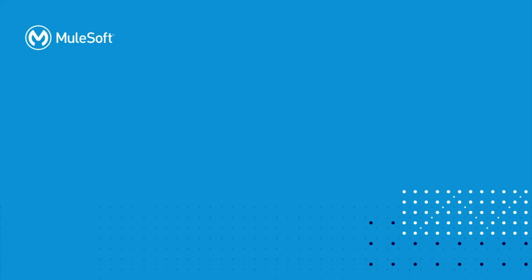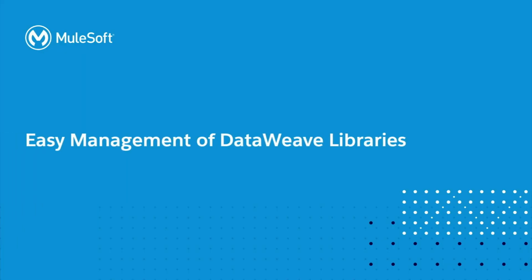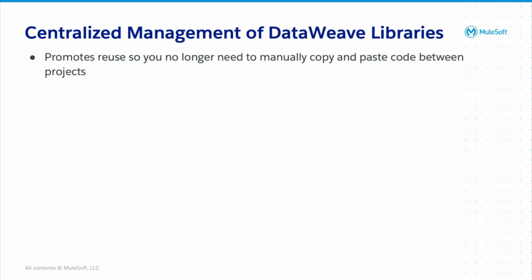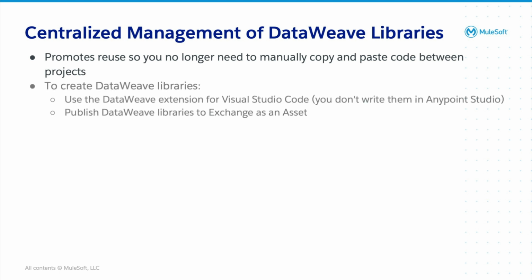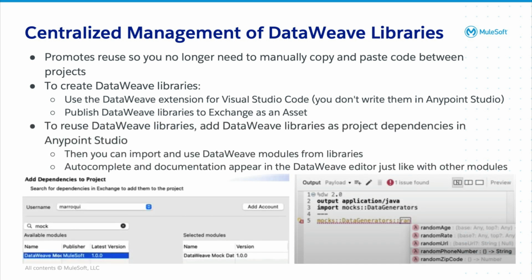The next feature is centered around the easy management of DataWeave libraries. In Studio 7.12, you had to share DataWeave transformations by copying and pasting code or manually storing and importing modules and DWL files from one project to the next. Now you and your development team have the opportunity to first create DataWeave libraries using the DataWeave extension for Visual Studio Code. Once your DataWeave library is ready for sharing, you can then publish the library to Exchange as an asset.